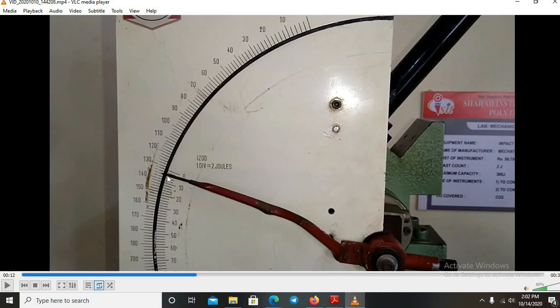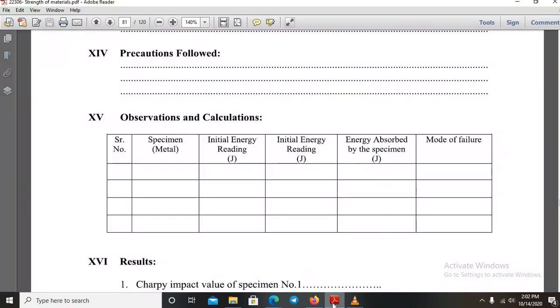The needle is on the same line as 136 joules. So the value of the initial energy, we will take as 136 joules. The initial energy reading here will be 136 joules. On this particular page you have to write 136 joules.